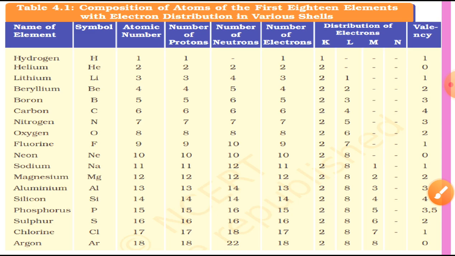So this was the concept, students. Now let's have a look at this. This table has been provided in your NCERT. Here we have the names of the first 18 elements along with their symbol, atomic number, and a detailed description of their number of protons, neutrons, electrons, along with their distribution in various shells. Lastly, you have been given the valency. So these topics we have discussed must be clear to all.